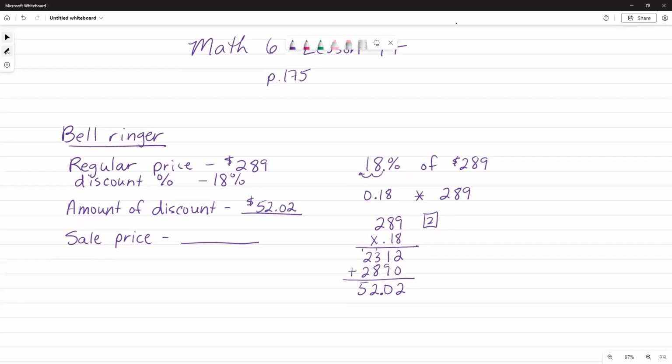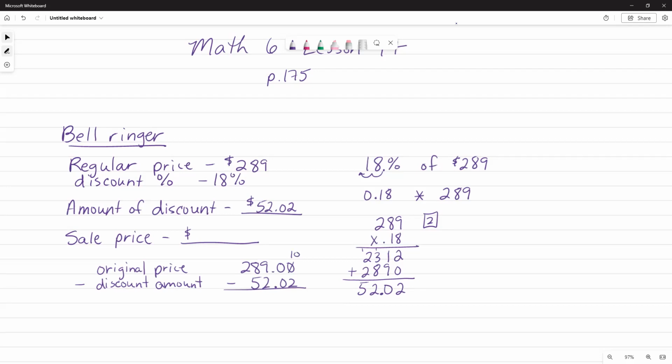$52.02. Now, in order to calculate the sale price, remember that's simply the total. So the sale price is the original price minus the discount amount. So this is 289, and I'm going to add 2 decimal places, minus $52.02. Again, this is the price actually paid. And then we just do the math.